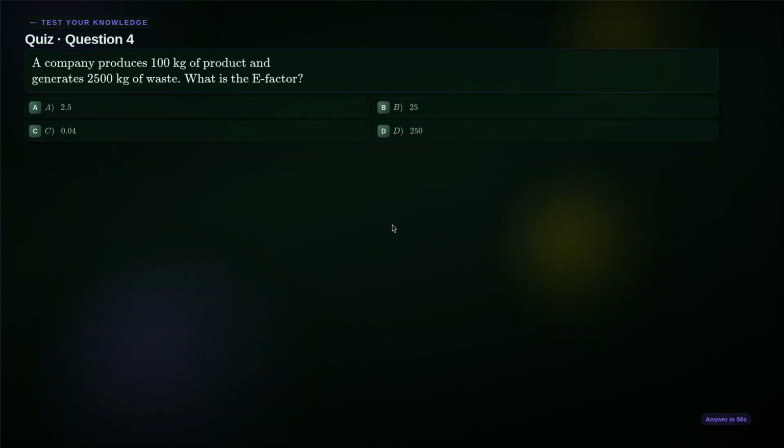Quiz question 4. A company produces 100 kilograms of product and generates 2,500 kilograms of waste. What is the E factor? Option A, 2.5. Option B, 25. Option C, 0.04. Option D, 250. Remember, E factor is waste divided by product.